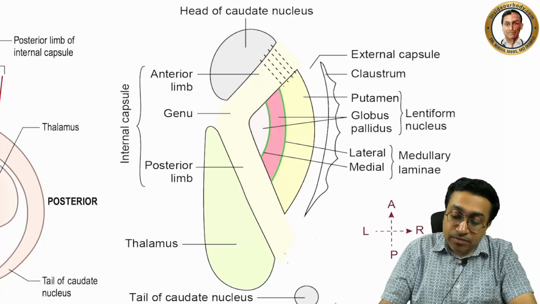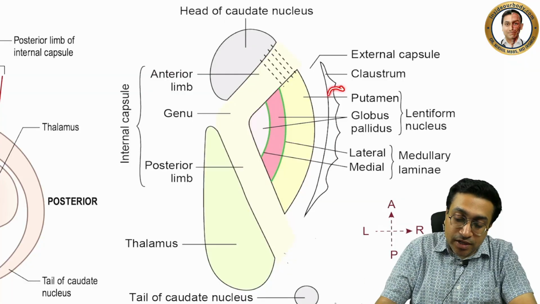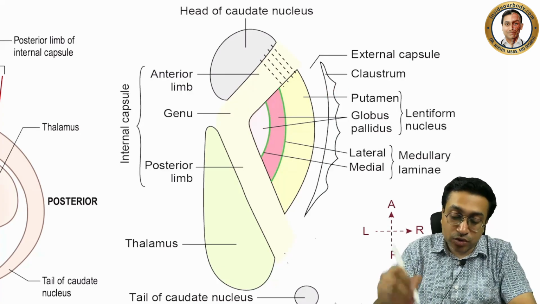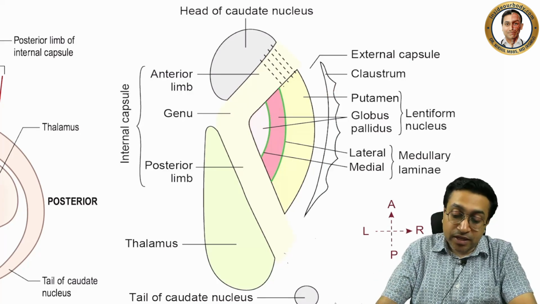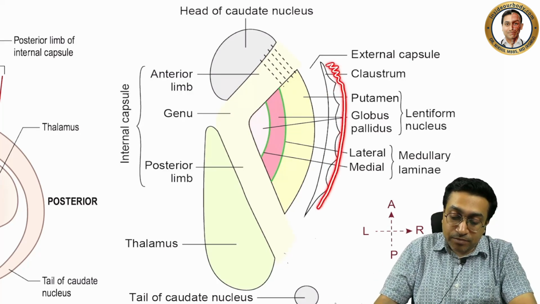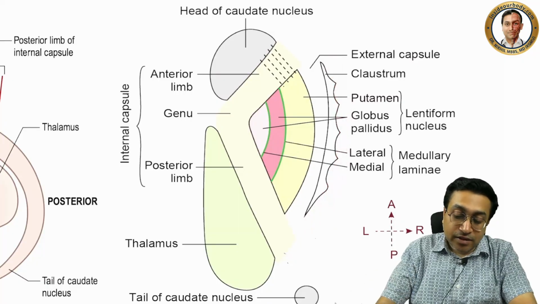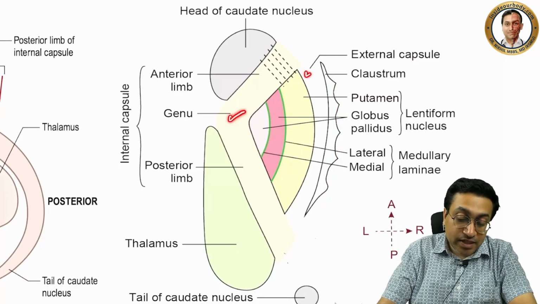Then you have the structure just lateral to it which is not shown in this image. I am telling you an extra point. Here you see another white matter present here. What is that? This was internal capsule, this is external capsule.